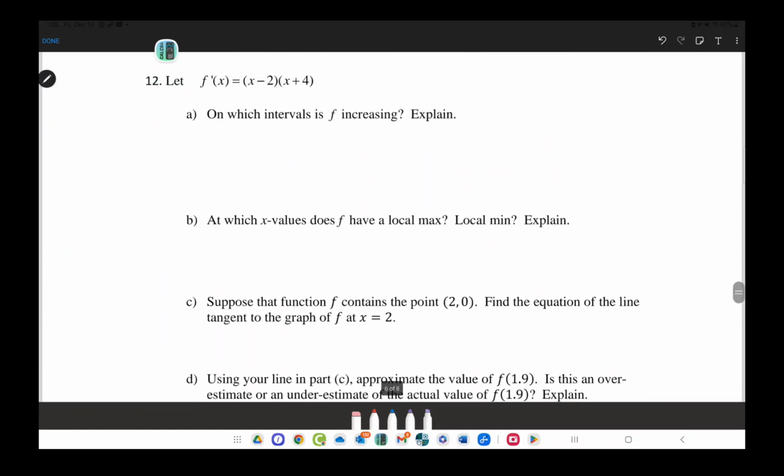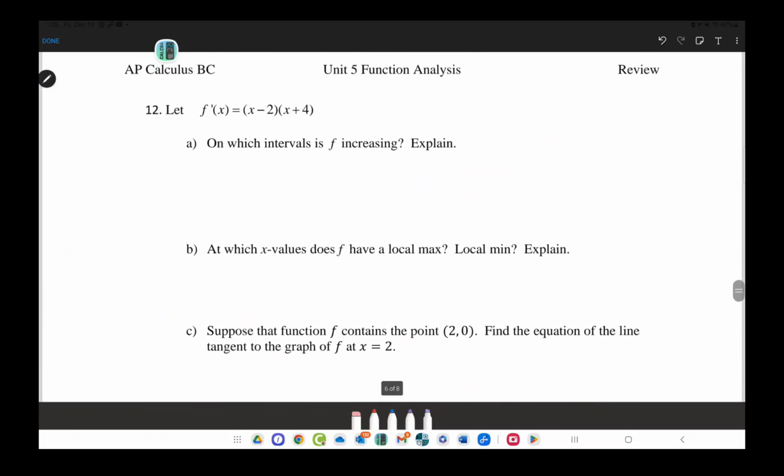All right. So what number are you guys at? 8. Okay, sure. Number 8. On which intervals is f increasing, and explain? All right, when is the function increasing? When the derivative is positive.